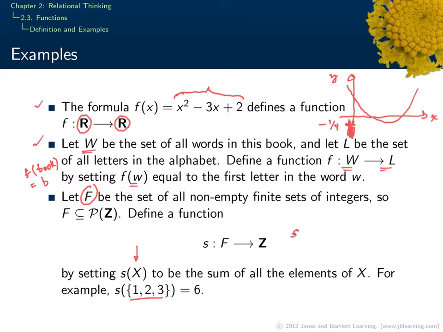Another example would be if we took S of, let's pick our favorite non-empty finite set of integers, how about minus 1, 0, 1, 3? Well, we would just go ahead and add all those numbers together, and in this instance, we just get 3 as an output.